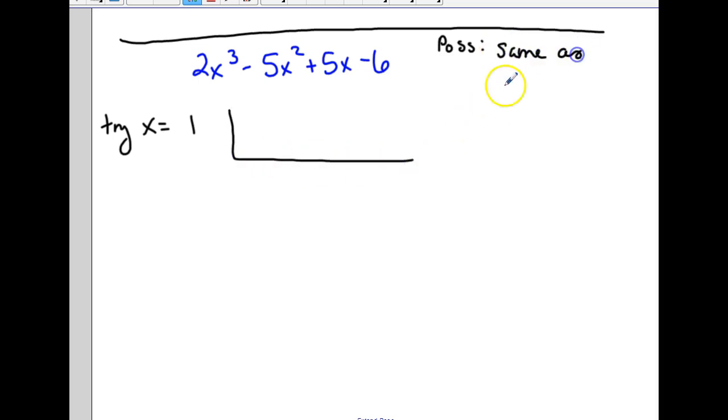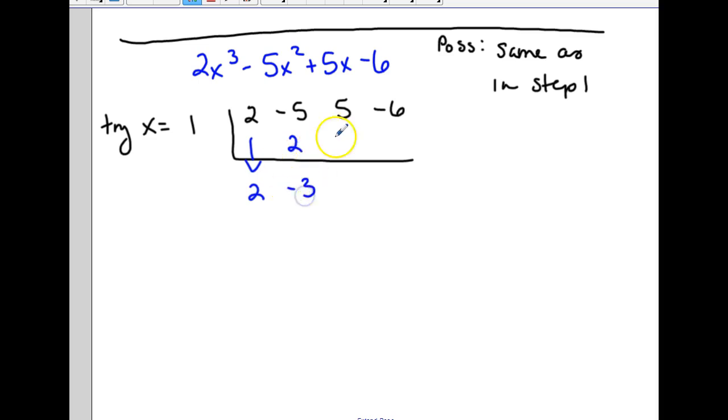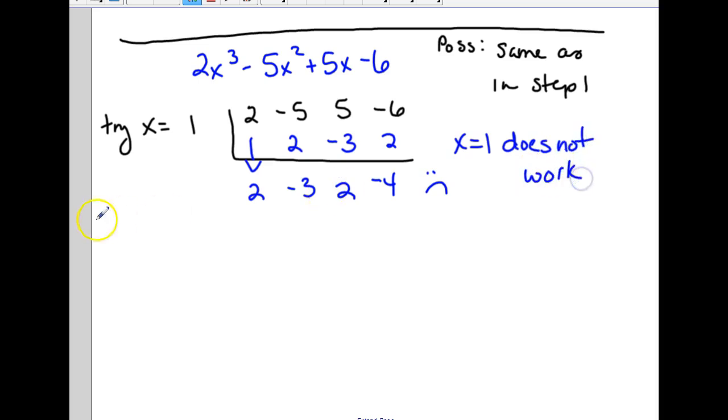I'm going to write over here, same as in step 1, because we have the same constant and leading term. So let me write down a 2, a negative 5, a 5, and a negative 6. Let's drop it. Let's get a 2. Let's get a negative 3. Let's get a negative 3. This is going to give me a 2. That's going to give me a 2. That's a negative 4. Okay, so x equals 1 does not work. So let's try x equals negative 1.